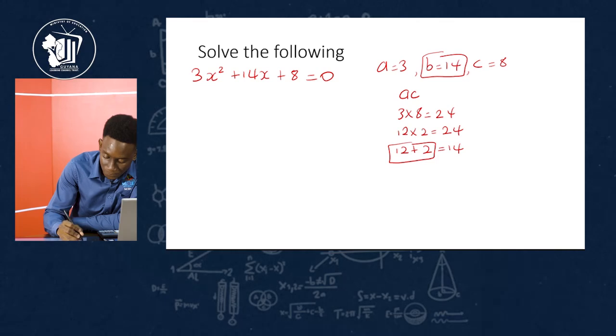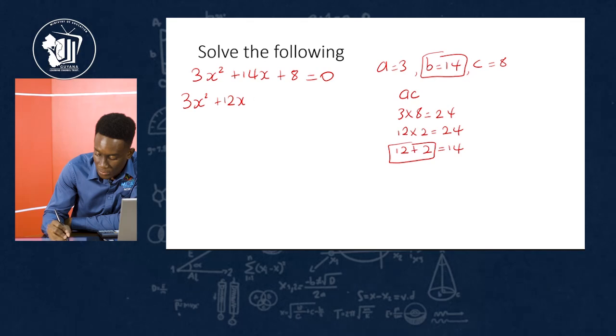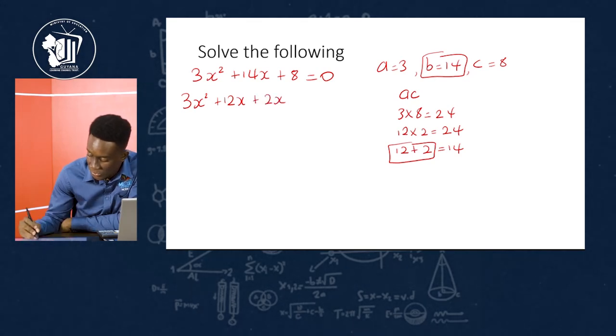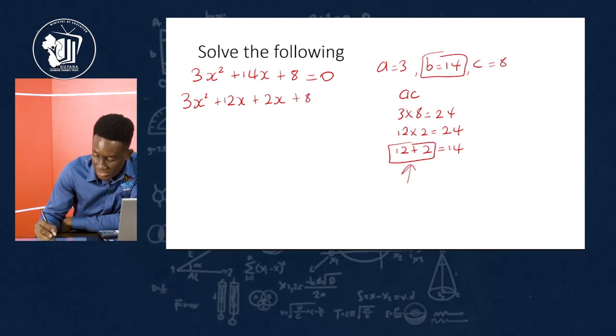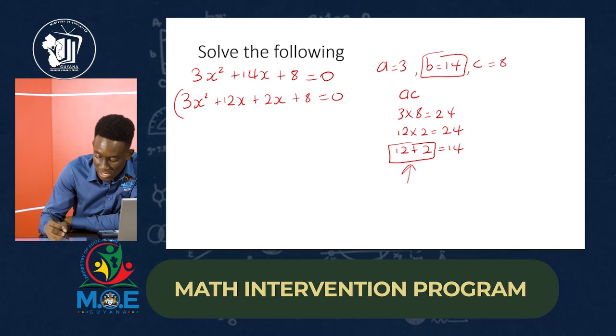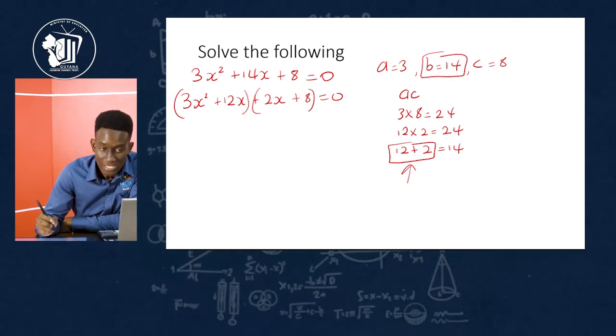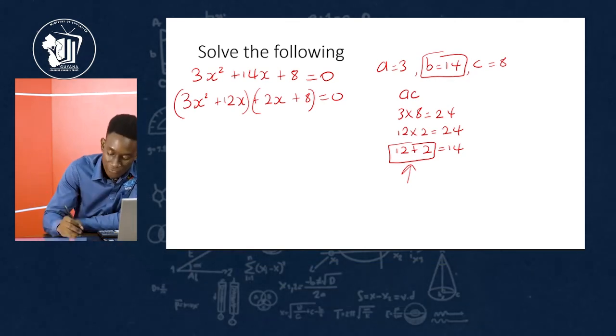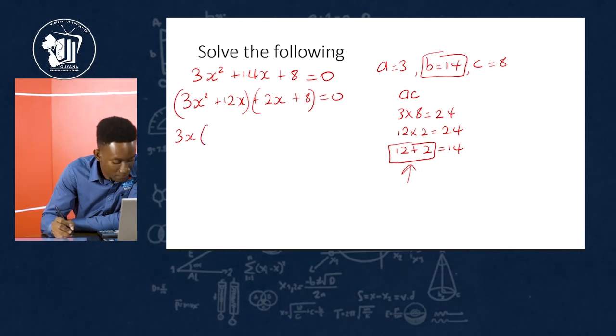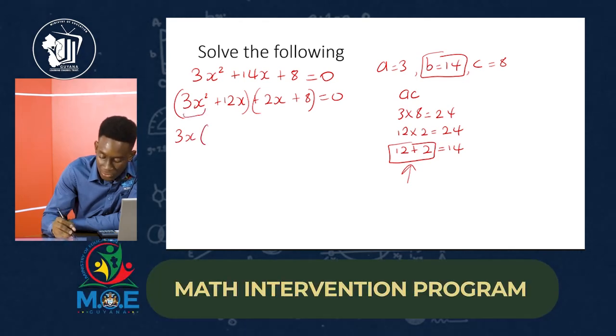So we'll now have 3x squared plus 12x plus 2x, because that is what we're replacing, plus 8 is equal to 0. So we pair off, and then we have two simple brackets to factorize. We look at the first bracket, 3x squared plus 12x. The highest common factor between 3 and 12 is 3, and the highest common factor between x squared and x is x. So we factor out the 3x.